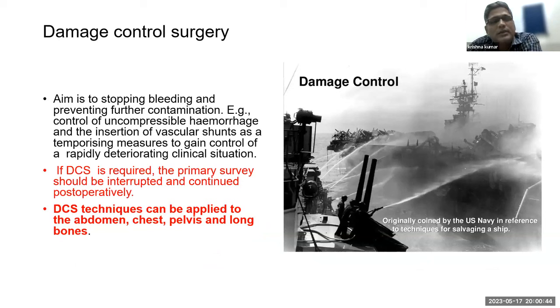Damage control surgery: the concept originated with the US Navy, in reference to techniques for salvaging a ship. The primary aim of DCS is that if there's a massive hemorrhage and the patient requires surgery, it should be done. The primary surgery can even be interrupted and continued postoperatively if required. That is mainly done in patients with bleeding in the intra-abdominal region, chest, pelvis, and long bones.